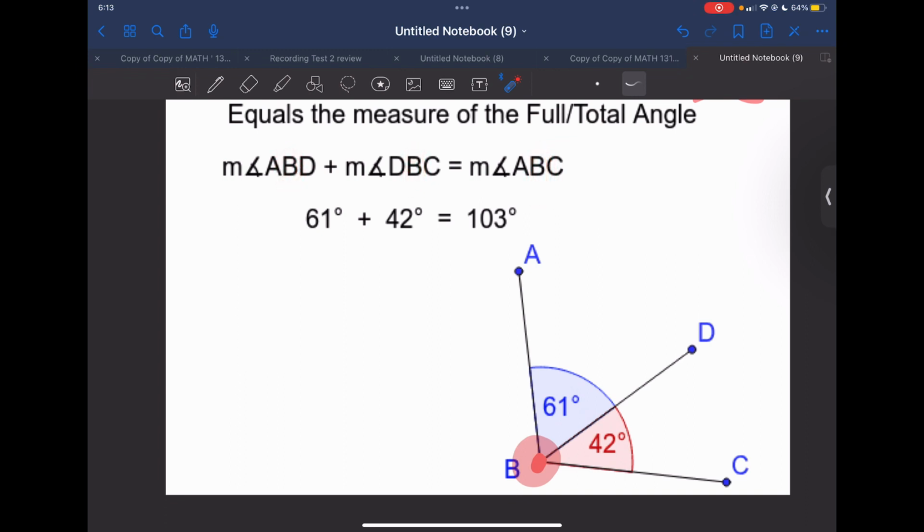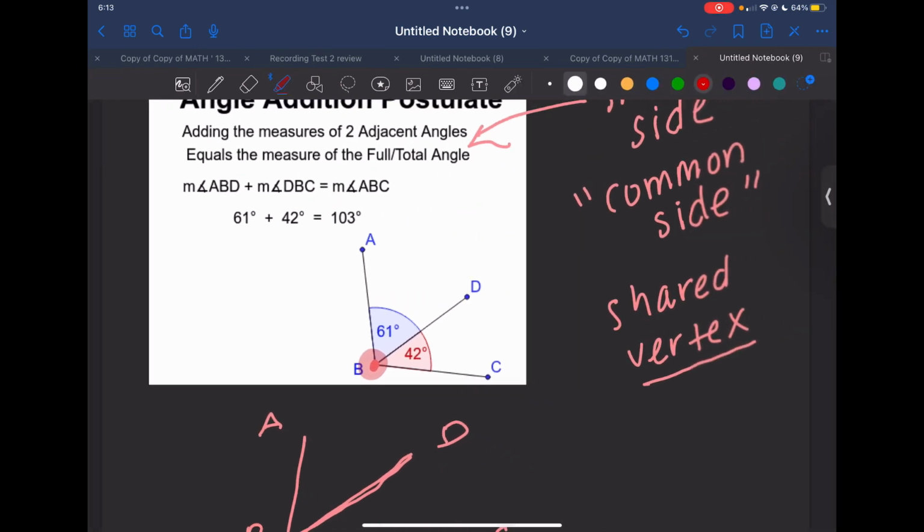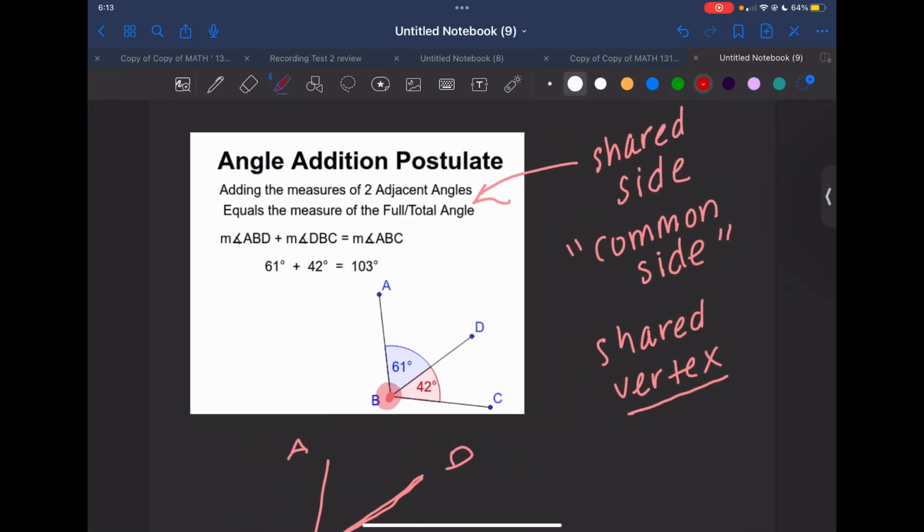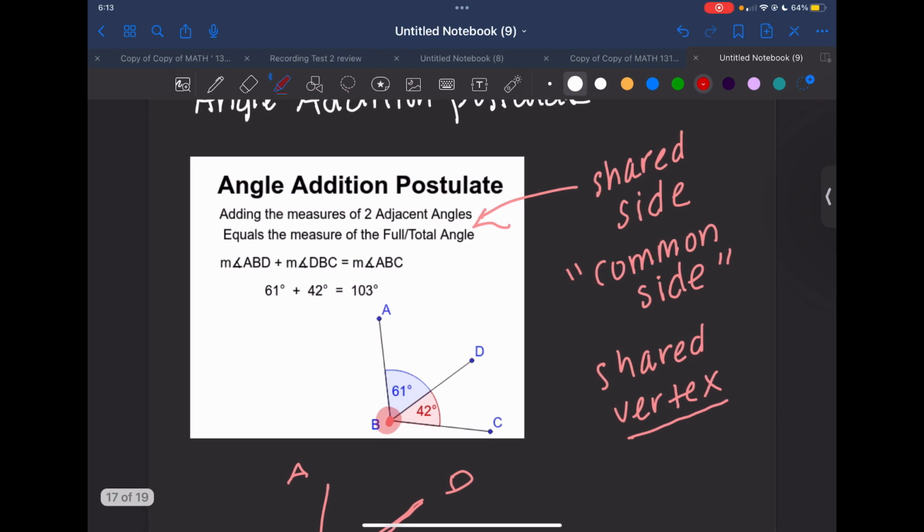And then again, I want to highlight what we are calling the shared side or the adjacent side. This is all the same thing. Adjacent means it's next to. So let's highlight that. Green looks good. We're going to highlight going like that. That's our adjacent side or our common side.